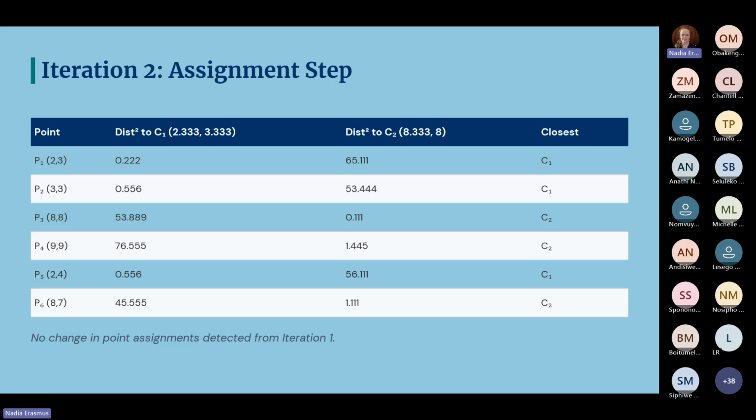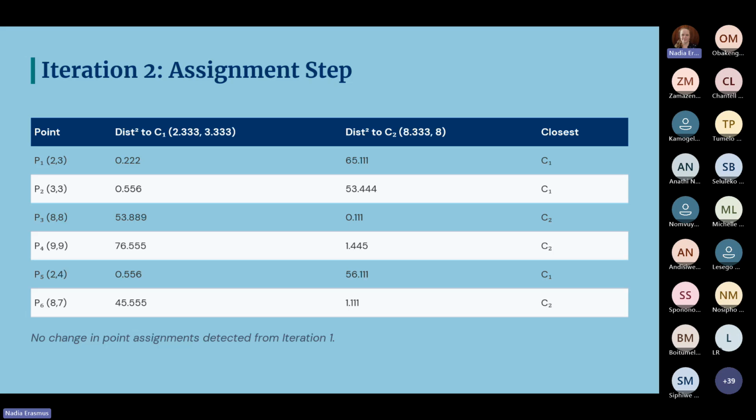And in this case, when we recalculated it, our points were actually the same as from iteration 1. Point 1 is still closest to centroid 1. Point 2 is closest to centroid 1. Point 3 is still closest to centroid 2. Point 4 is still closest to centroid 2. Point 5 is still closest to centroid 1. And point 6 is still closest to centroid 2.